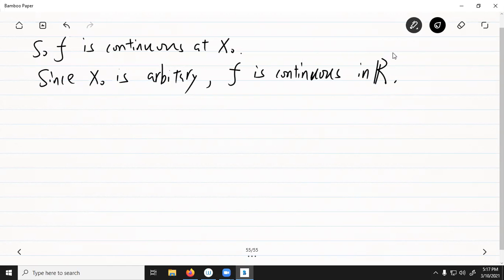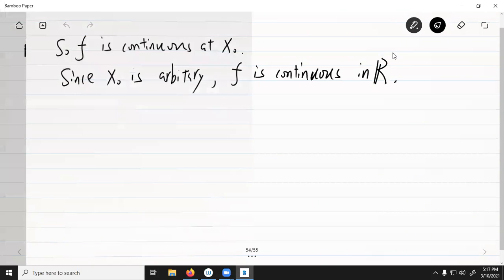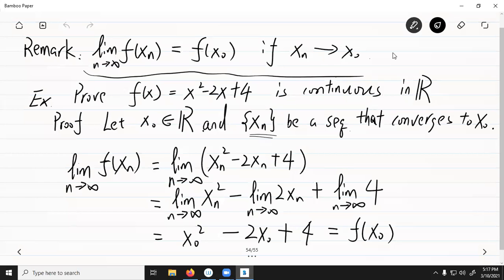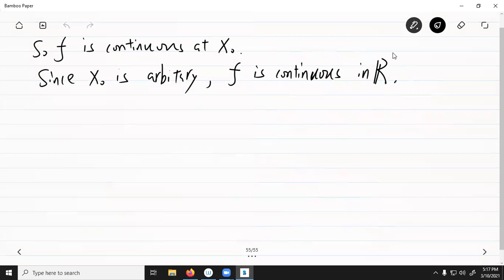You should have that one more sentence, because the earlier part just shows it's continuous at x naught. Then you need to state that x naught is an arbitrary number, so it is continuous at any point in R. So it's continuous in R. Okay, so this is the proof.